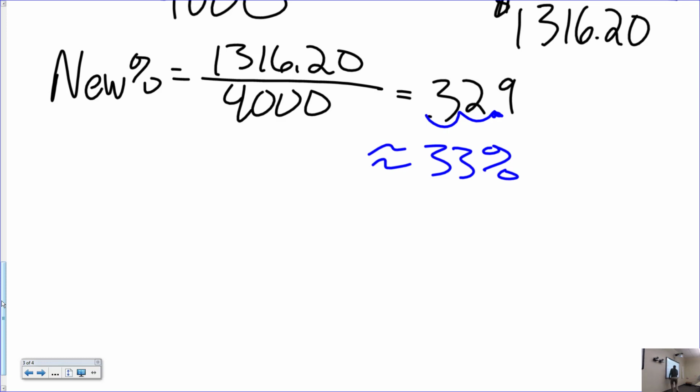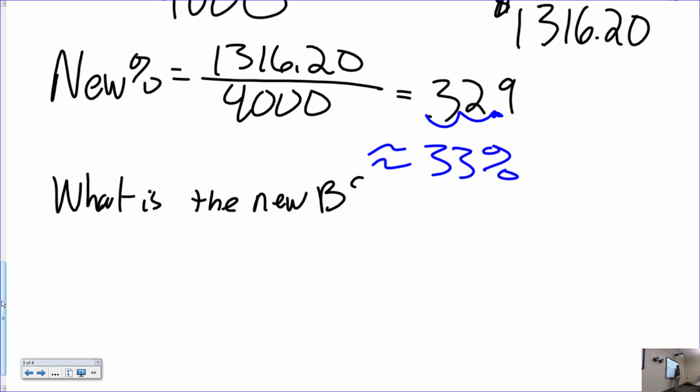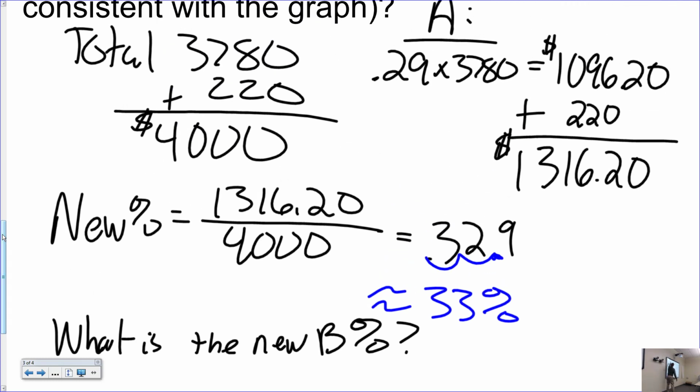So, just for kicks and giggles, folks, what's the new B percentage? So we didn't add any numbers to B, but it had to change. Why did it have to change, first off? Now it's out of the graph. Yeah, because the total changed, right? Since the total changed for every category, every percent had to change.